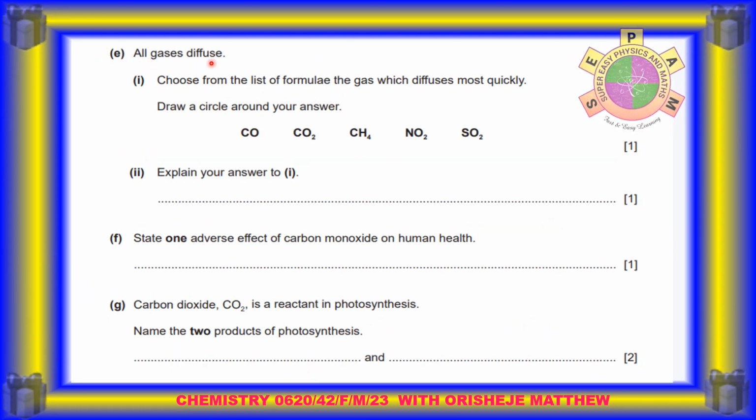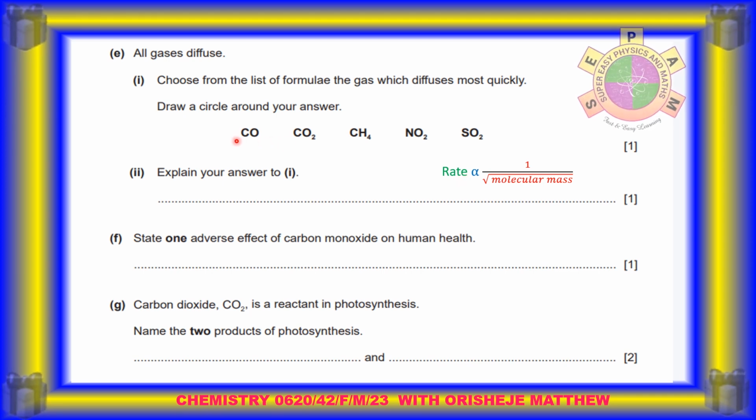Now, all gases diffuse. Choose from the list of formulas the gas which diffuses most quickly. Draw a circle around your answer. First of all, you need to understand that Graham's law of gas diffusion says that the rate of diffusion is inversely proportional to the relative molecular mass of the gas. So the smaller the molecular mass, the higher the rate of diffusion, and the heavier the gas, the slower the rate of diffusion.